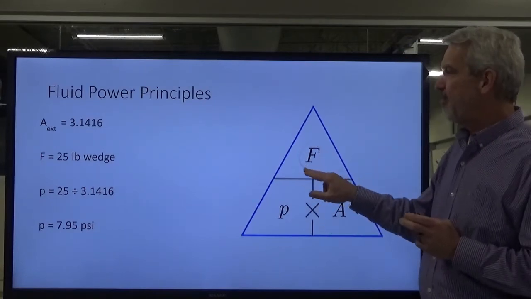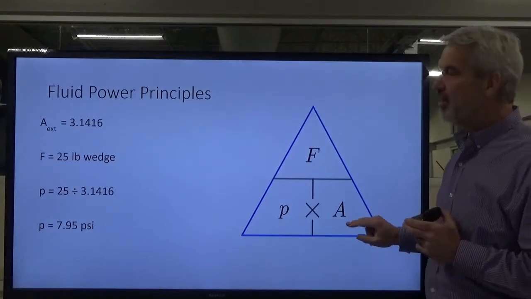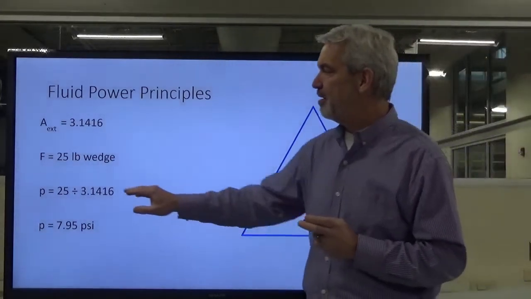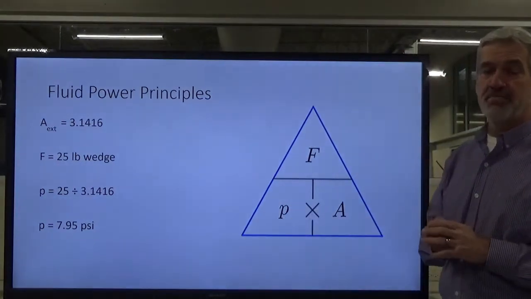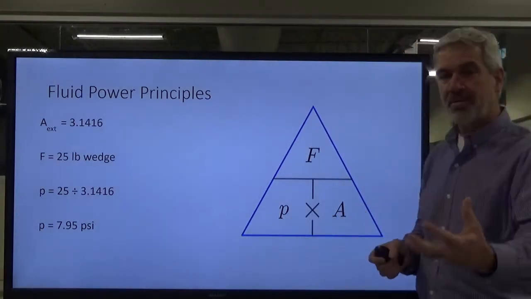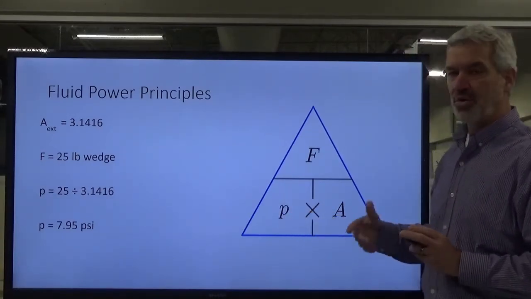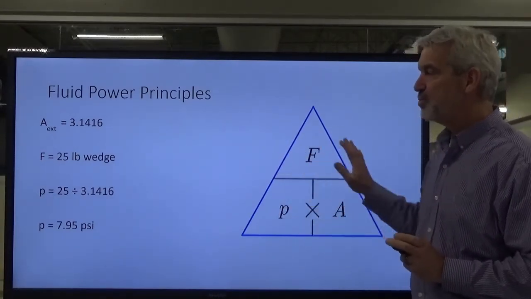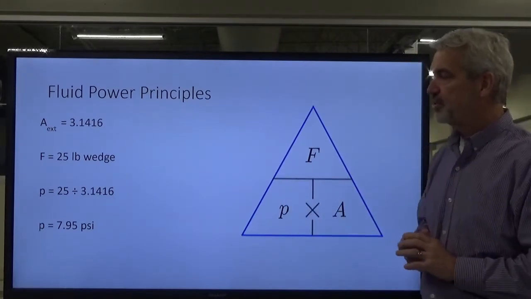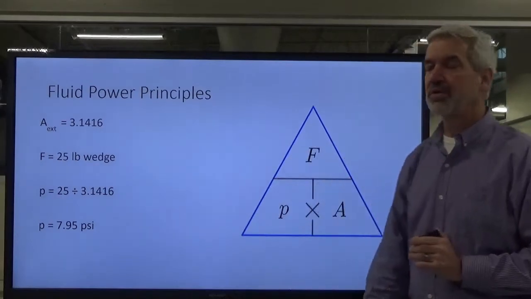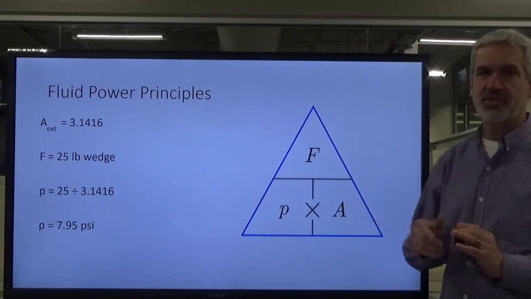Okay, we have a force. We're trying to move a 25-pound wedge. We divide that by our area on the extend side, and we wind up requiring a pressure of 7.95 or 8 pounds per square inch from our pump. We need our pump to deliver a minimum of 7.95 or 8 pounds per square inch to move that 25-pound wedge with a 2-inch cylinder, because the 2-inch cylinder is going to give us 3.1416 square inches of pushing surface on the extend side.